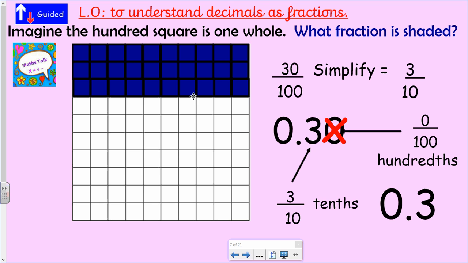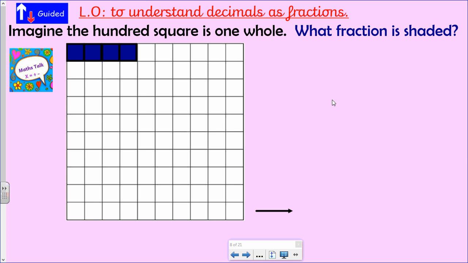Okay, so we've got out of 100, 30 parts. 10, 10, and 10. So we've got 30 out of 100. But again, we can simplify that. 30/100 is the same as 3/10. So if you imagine this whole line is 1/10, so we've got 3 complete lines shaded in. We divide the numerator by 10 to get 3. We divide the denominator by 10 to get 10. So we don't need to write 0.30. We can just write 0.3. So 3/10 is 0.3. Okay, next one.